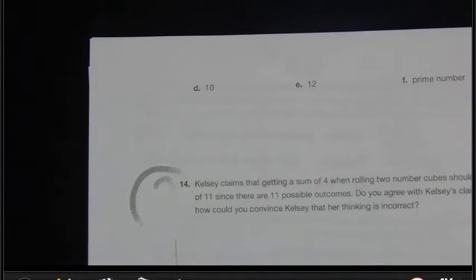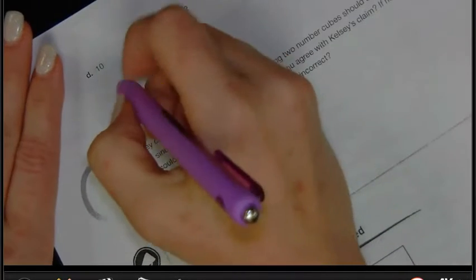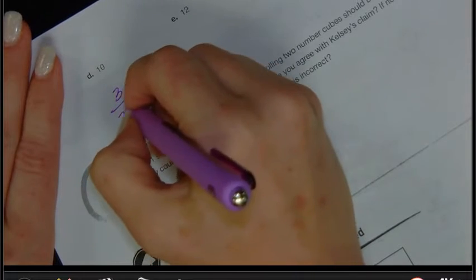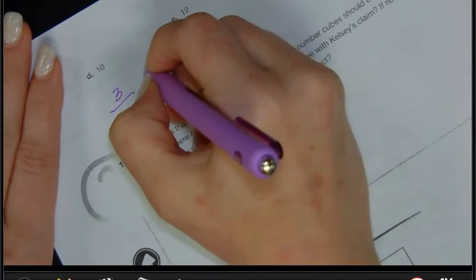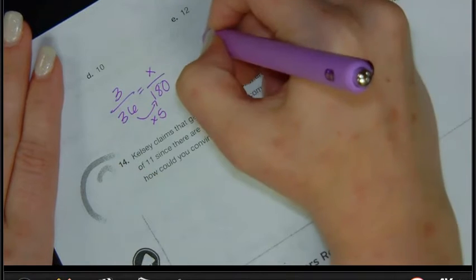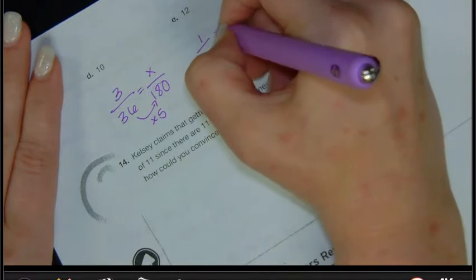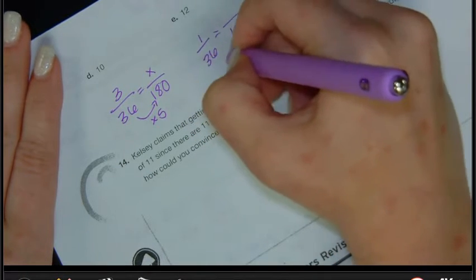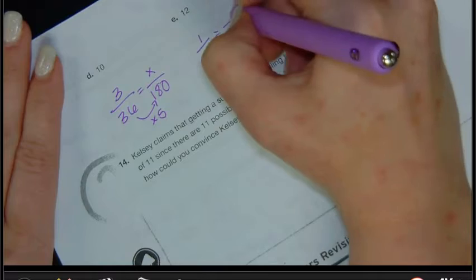All right, if you would, then go ahead and flip over to the very back. What I want you to do is pause the video, fill out the letters D, E, and F, and then come back and check your work. So I'm going to have 3 out of 36 equals X over 180 because that's unknown. That is still times 5. 1 out of 36 equals blank over 180. That is still times 5.